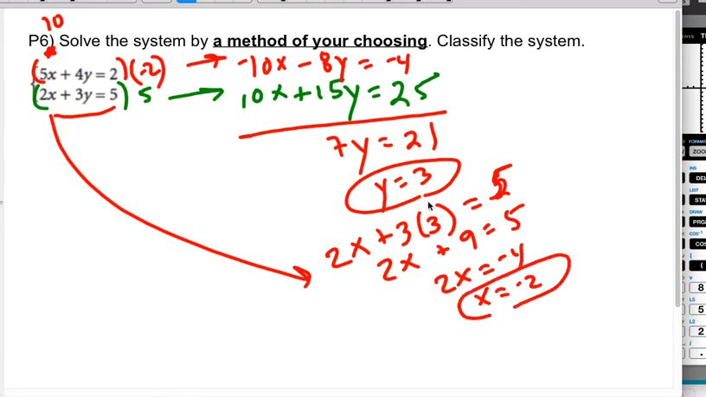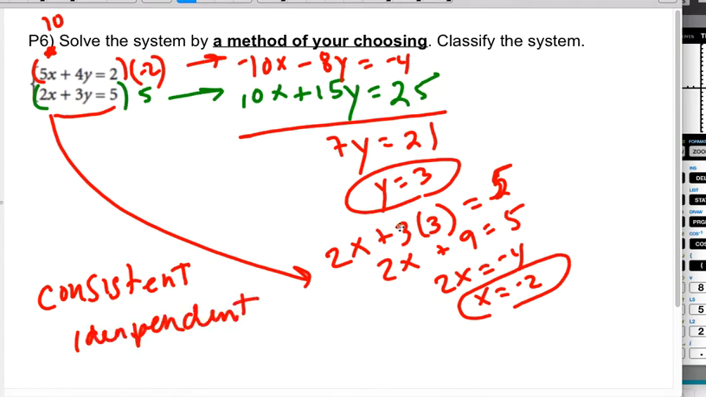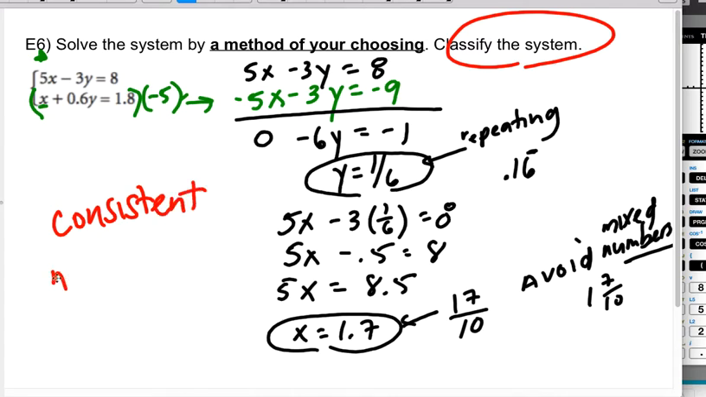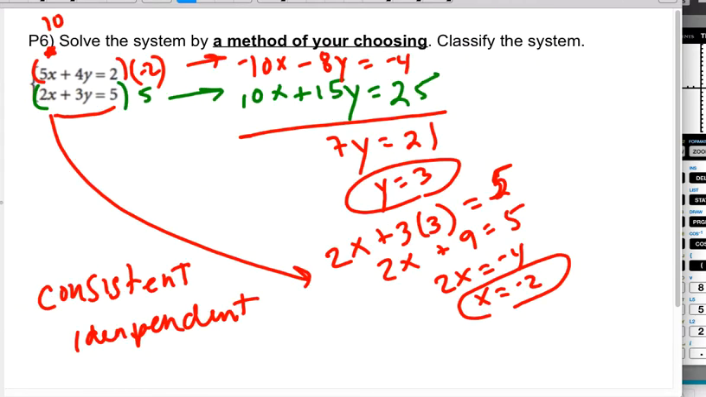Cool. Oh, and I did forget to classify the last system. This is consistent independent because there is a solution, right? The solution is negative 2 comma 3. And if I go back a slide, my bad, I was told to classify the system. This is consistent independent. Cool. All right, moving on.